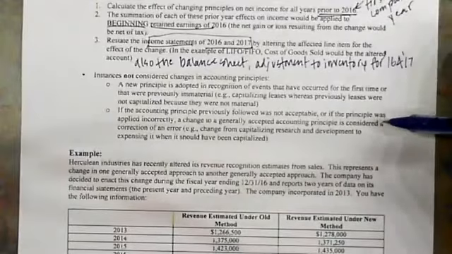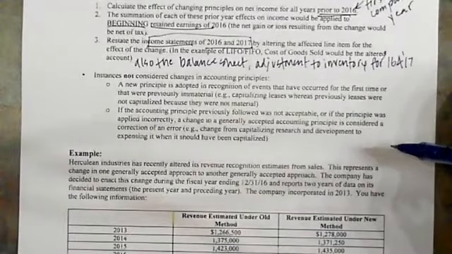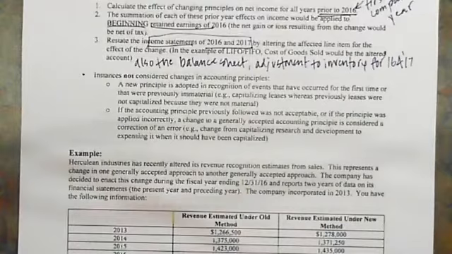Right. So instances that are not considered a change in accounting principle, basically when something's occurring for the first time, something that was previously immaterial, or like I said, if something was not an acceptable accounting standard, if it was non-GAAP, then that would actually be the correction of an error. And we'll talk about that in a second.